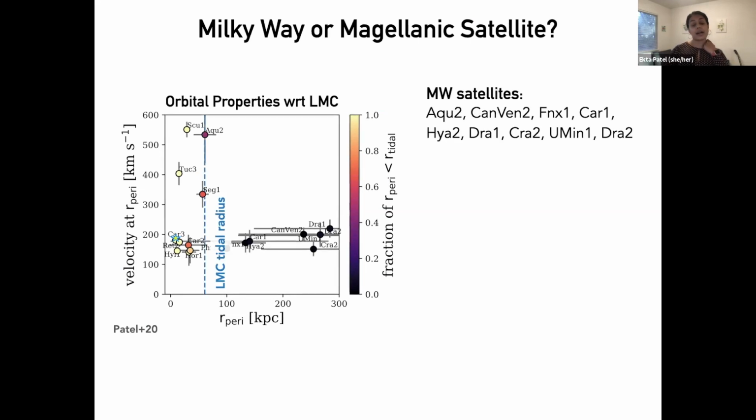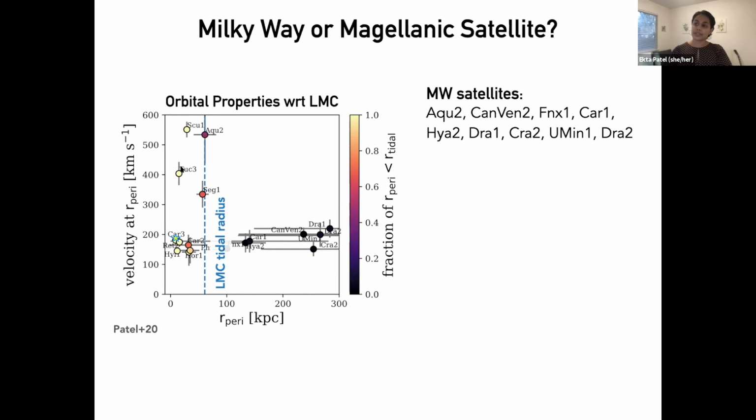If I add on where the tidal radius of the LMC is, we can quickly separate out which of these satellite galaxies are purely Milky Way satellites that don't appear to be orbiting very closely within the tidal radius of the LMC, and therefore aren't very gravitationally influenced by the LMC's halo. So these points on the right are just identified as Milky Way satellites. They don't seem to evidence any sort of dynamical evidence for being an LMC satellite.